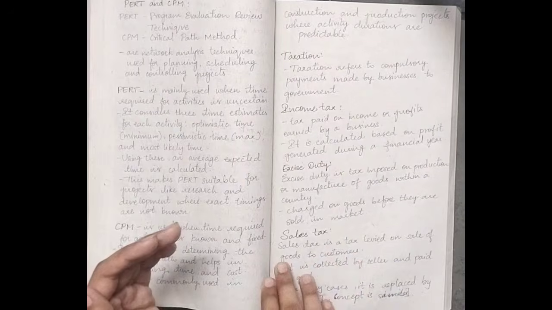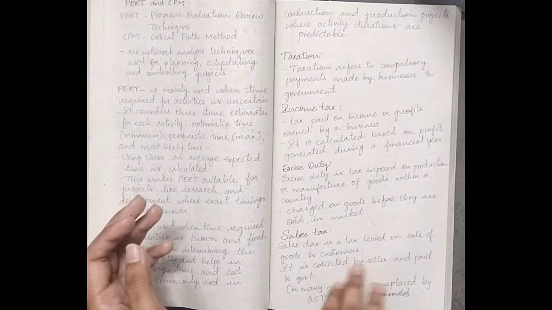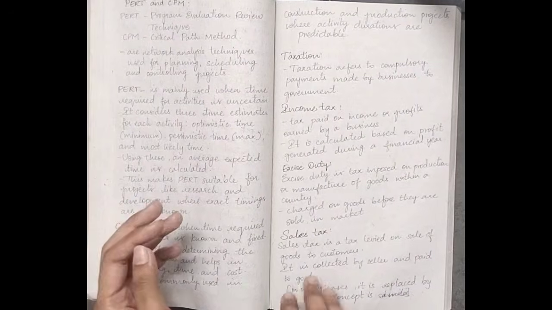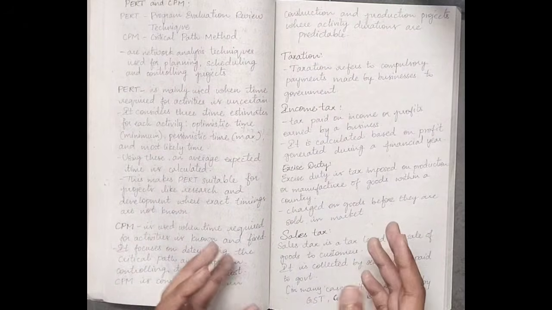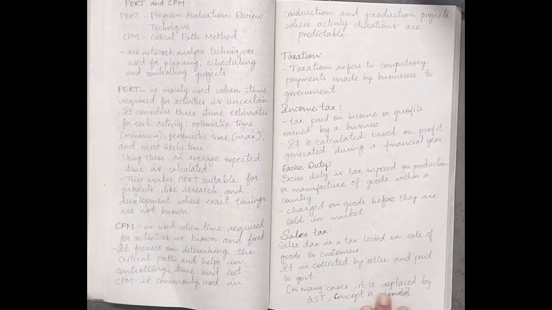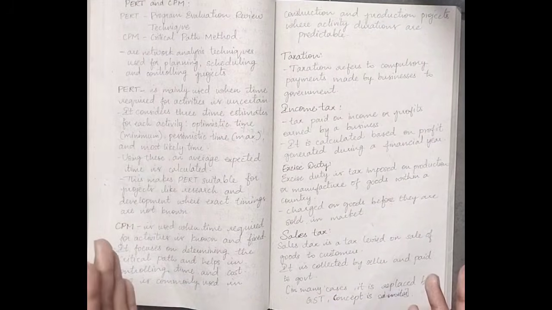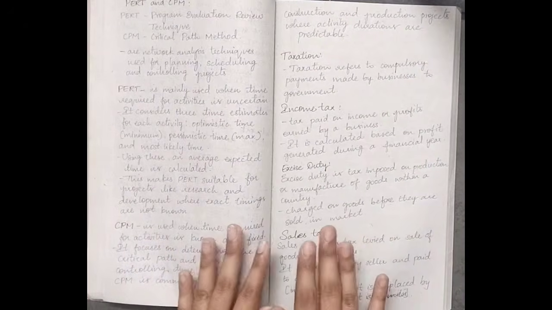Next is sales tax. Sales tax is a tax levied on the sale of goods to customers. It is collected by the seller and paid to the government. So sales tax is when we are selling goods to the customer, we are collecting some amount of tax in that and it is given to the government. In many cases it is replaced by GST. The concept is similar. So now it is replaced by GST. So this is all about unit 4.